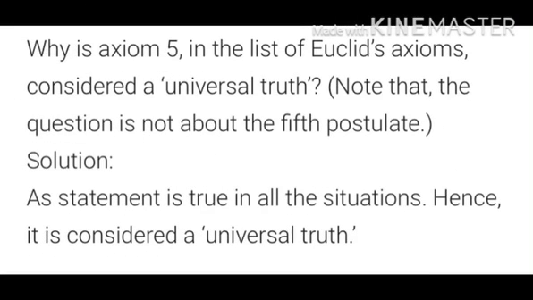Why is Axiom 5 in the list of Euclid's axioms considered a universal truth? Note that the question is not about the fifth postulate. This is an important question, that's why I include this in our video. Now the solution. As the statement is true in all situations, hence it is considered a universal truth.